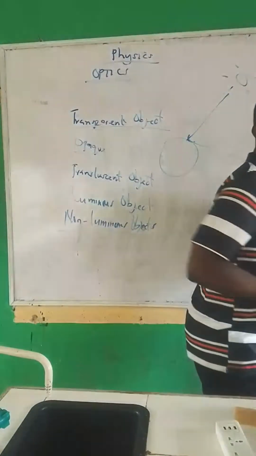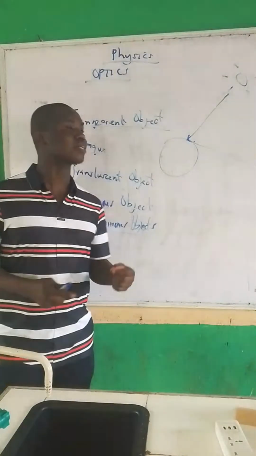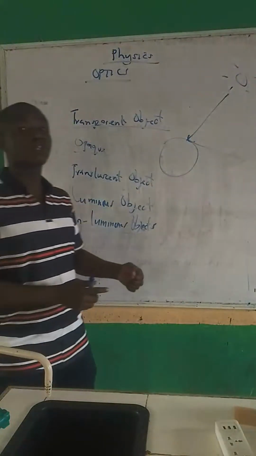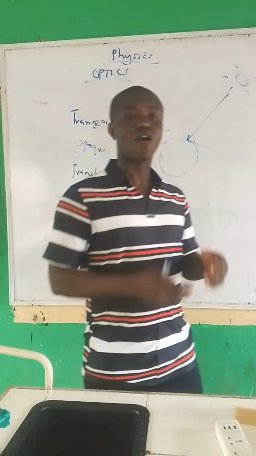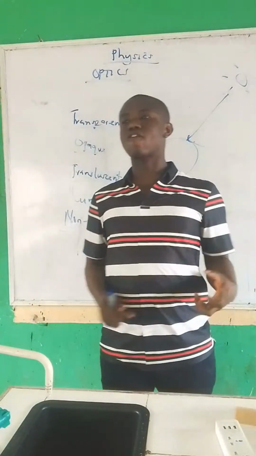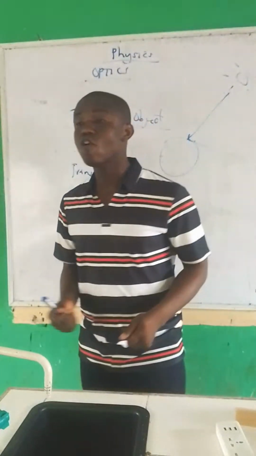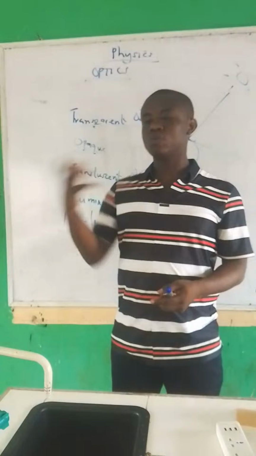Non-luminous objects. Non-luminous objects are objects that can produce light but not on their own. As a matter of fact, their light production is as a result of the reflection of light from a luminous object on them.